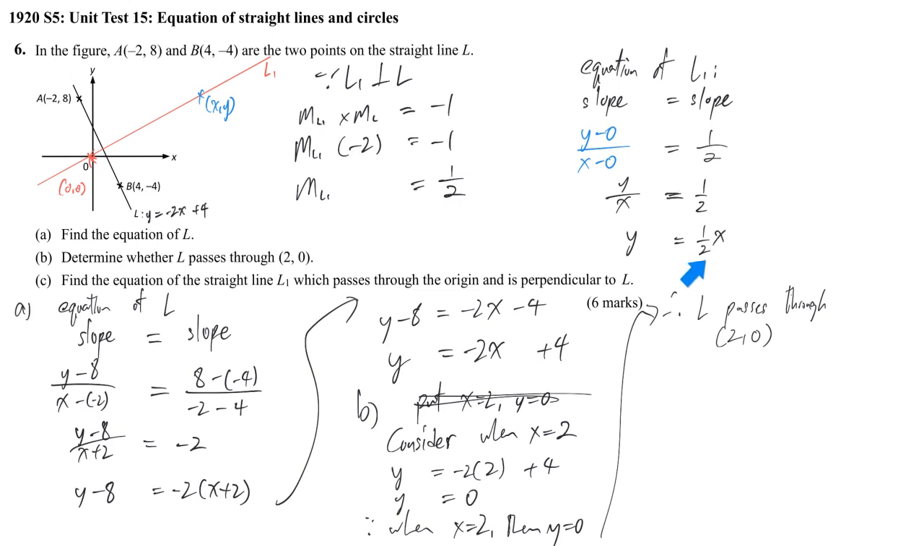That means this is a straight line with y-intercept 0, and it goes up slowly. That means whenever x increases by 2, y will increase by 1.